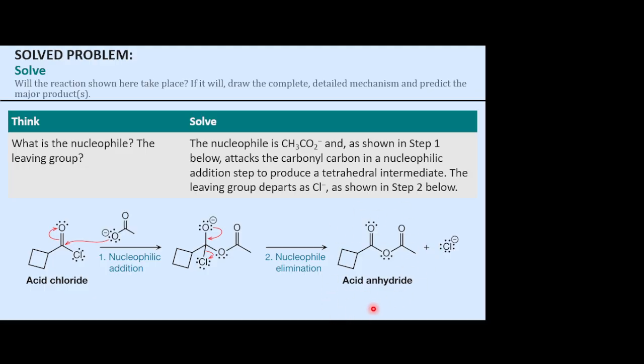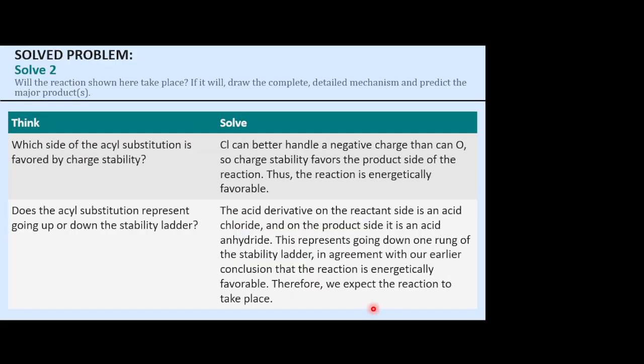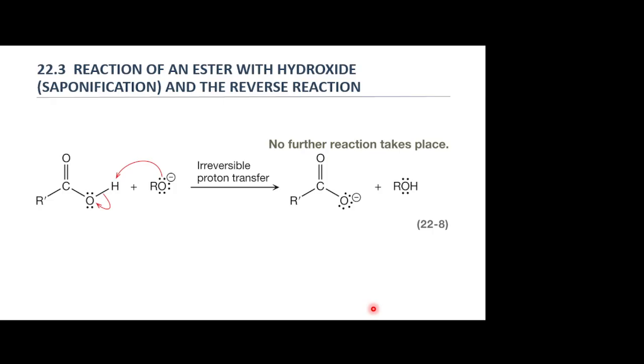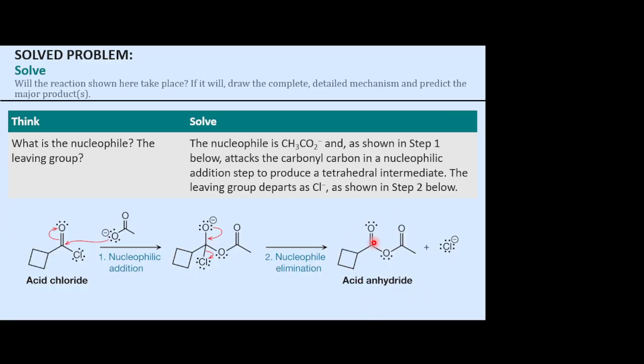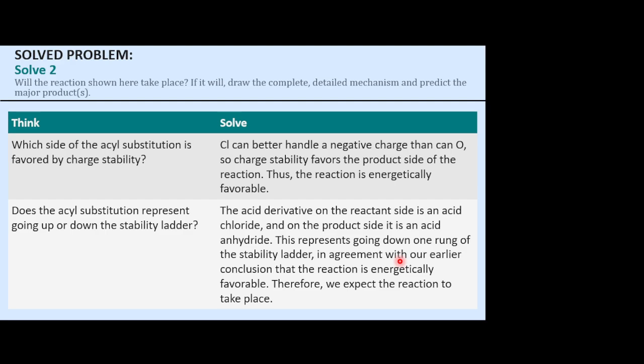Anybody have any questions? Did I lose anybody? Okay. And again, the major product for this is definitely the acid anhydride, right? Because the chloride is much more stable when it's left, when it has left.